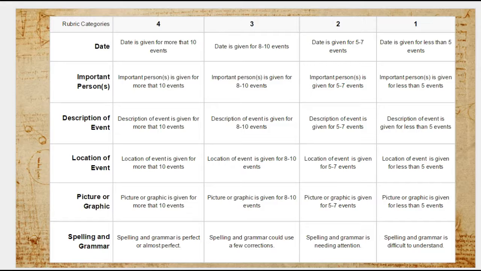Here is the rubric that you're going to be graded on. This rubric will be printed out for you so you have it available until it is graded. You can see that there are 5 main elements: date, important person, description of event, location of event, picture or graphic, and then I do want that spelling and grammar to be perfect or almost perfect.